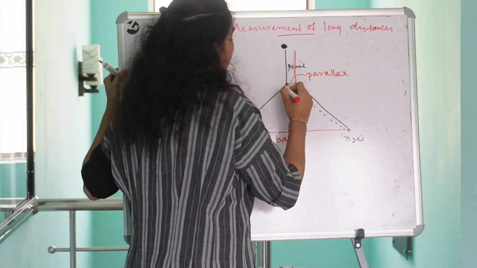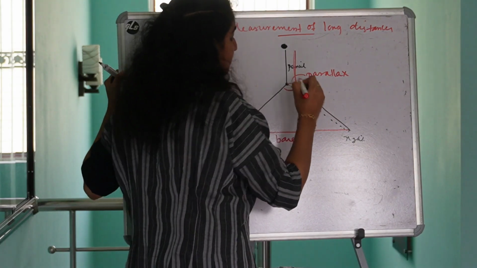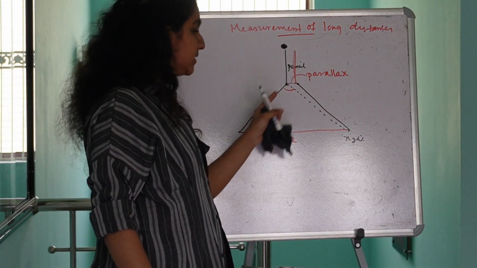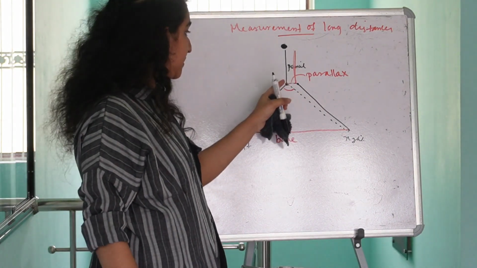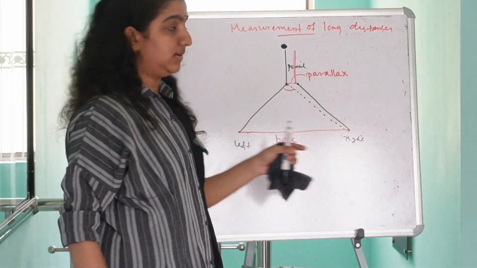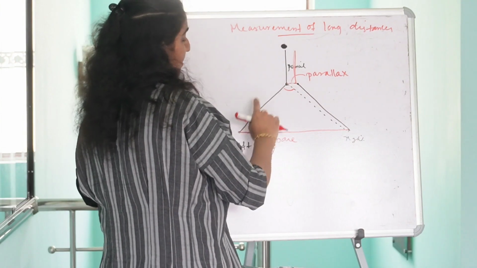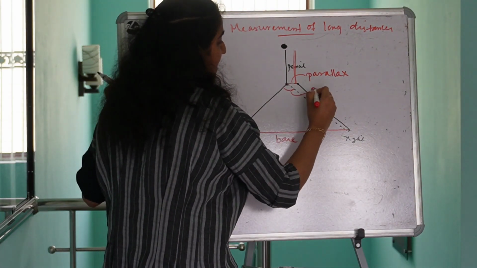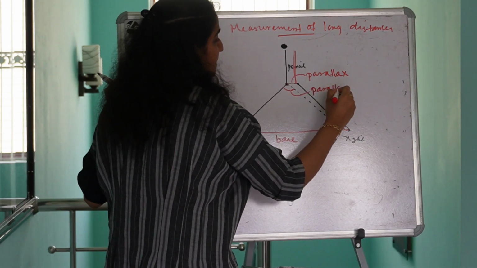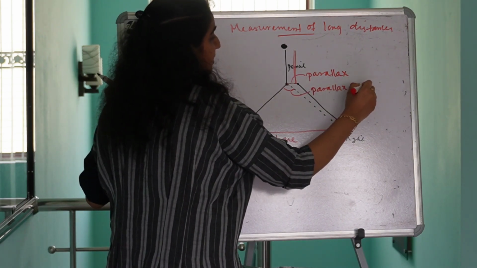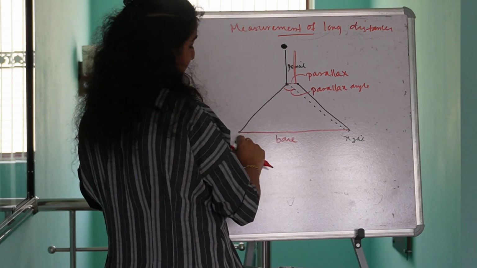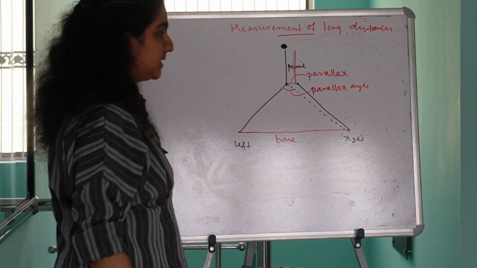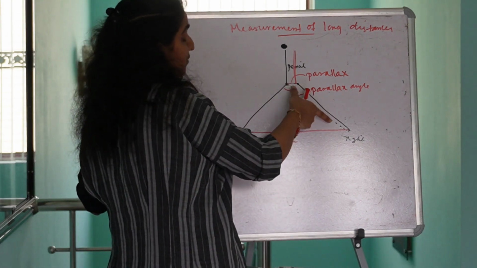Now the angle formed between the two lines of sight along which the particular point is viewed is known as parallax angle. Parallax angle. Yes. This is the line of sight of left eye, isn't it? And this is the line of sight of right eye, isn't it?